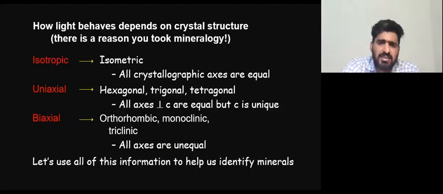Let's start with the discussion we had in our initial lectures, where we have seen that light behavior depends on the crystal structure. Based on that, we can classify the minerals into three major groups: isotropic, uniaxial, and biaxial. We also have seen the relationship with crystal systems, where isotropic minerals belong to the isometric system. Uniaxial belongs to the hexagonal, trigonal, or tetragonal system, and biaxial belongs to the orthorhombic, monoclinic, and triclinic system.